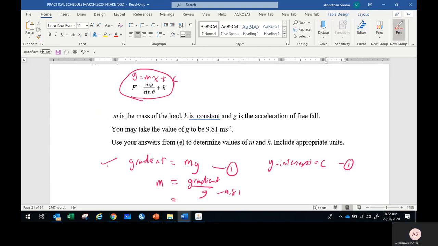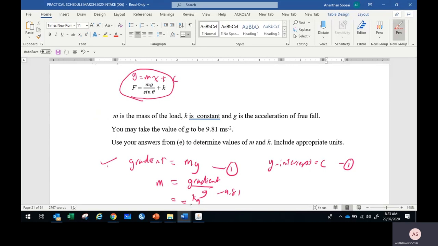So you get your mass. I don't know what gradient you got. It is force versus sine theta, and force is in Newton. Therefore, it should be in kilogram. So how much mass did you put at the bottom that day? Do you still remember how many slotted masses you placed? The mass hanger is 50 gram.